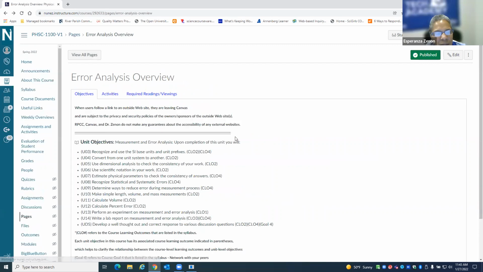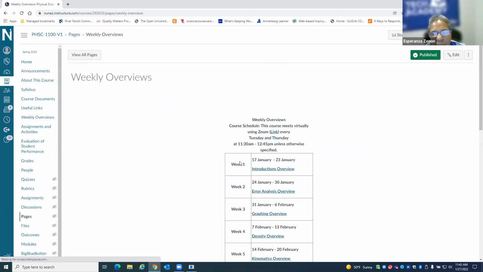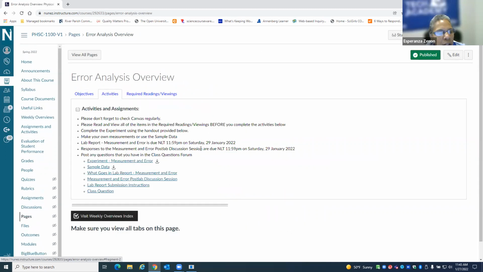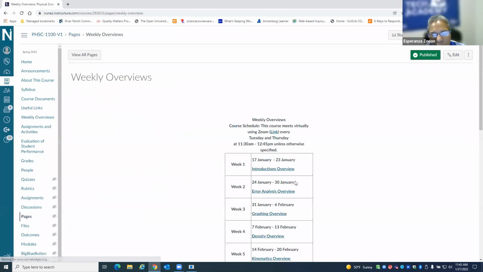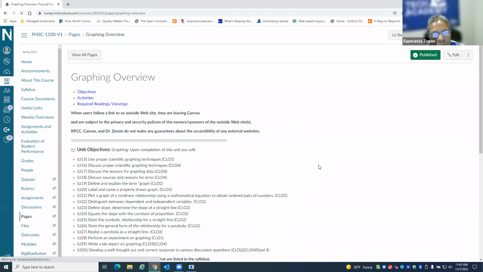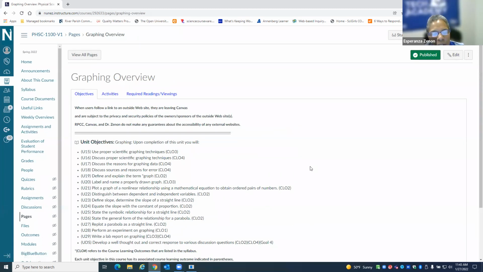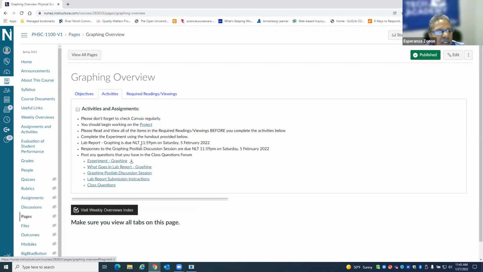So we can just take a quick peek at what you have coming up next week. Let me just conclude by saying all of the items that you have to turn in for the error analysis overview are due by this Saturday. That's your lab report and post lab. And then next week, we're going to start taking a look at graphing, okay? So after you've taken care of everything that's due Saturday, before you come back to class on Tuesday, take a look at some of the materials that I put out here regarding graphing, and we're going to go into that starting next Tuesday.